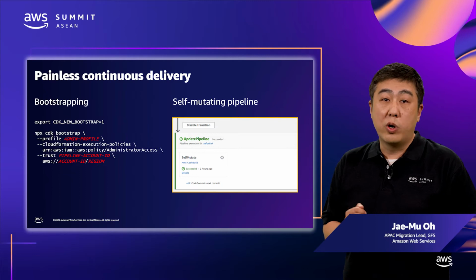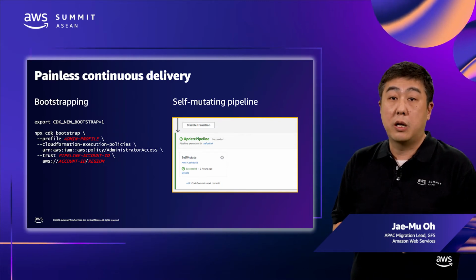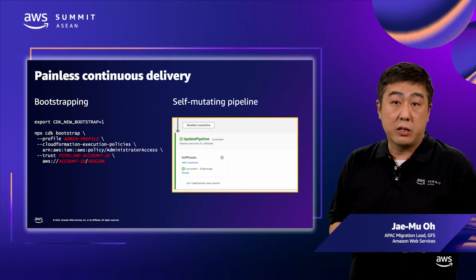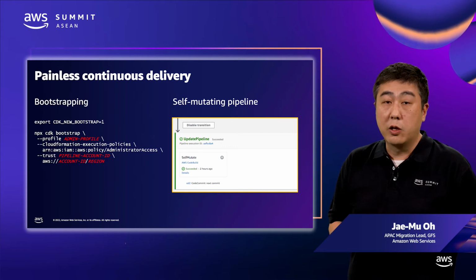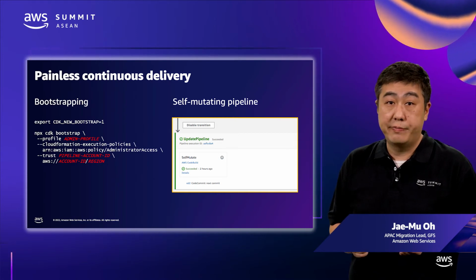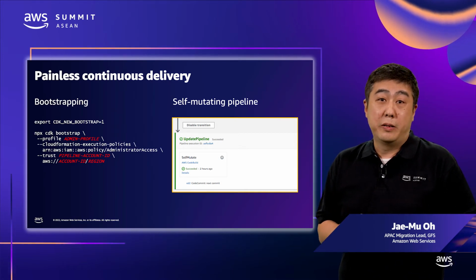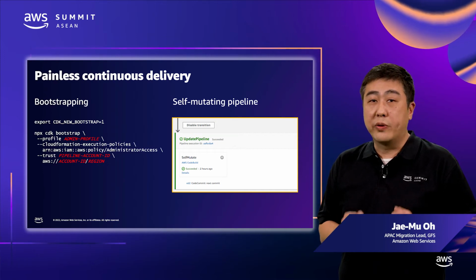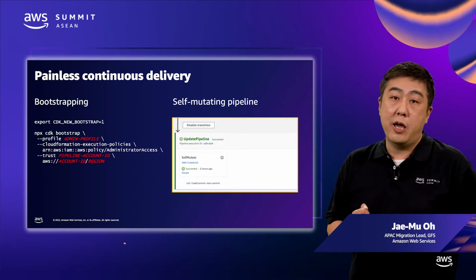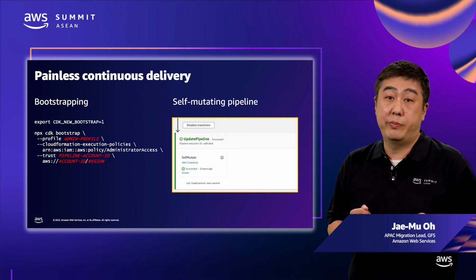We can do this with one simple command using CDK CLI. Then CDK will automatically create all required resources, including multi-environment configurations. Remember that the bootstrap step is required for each and every participating AWS environment when you set up CDK pipelines.